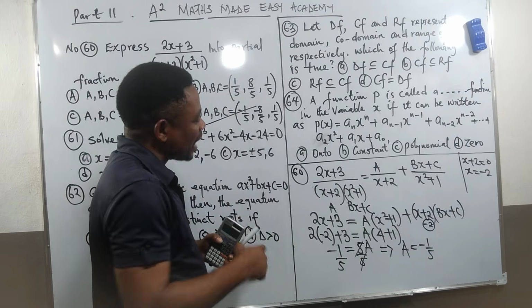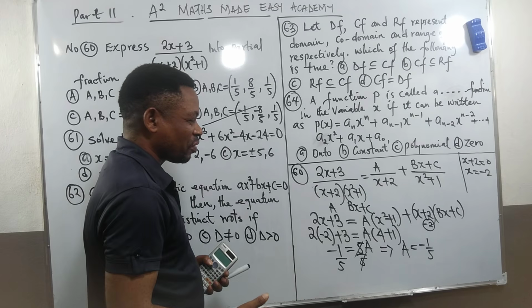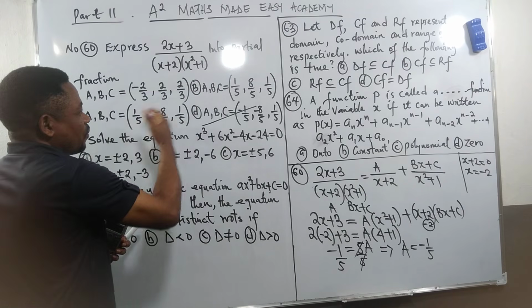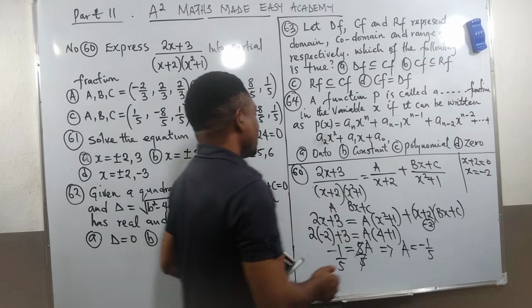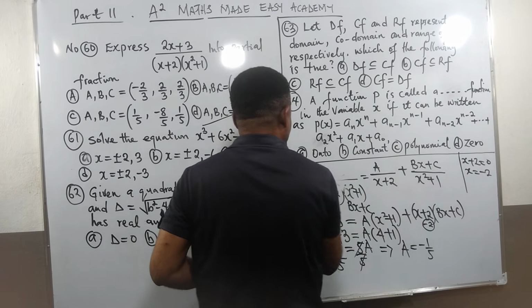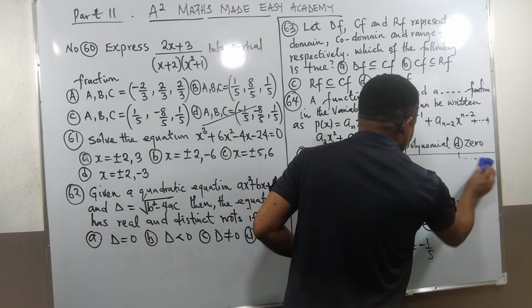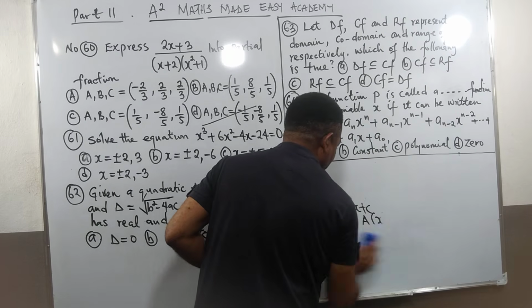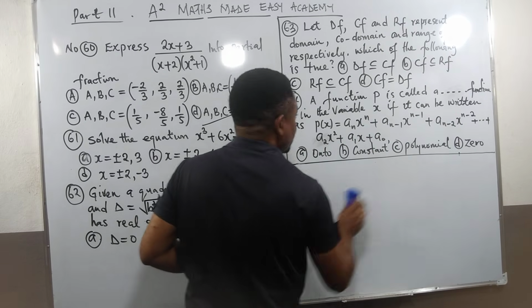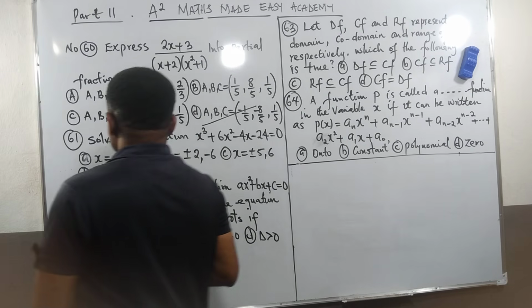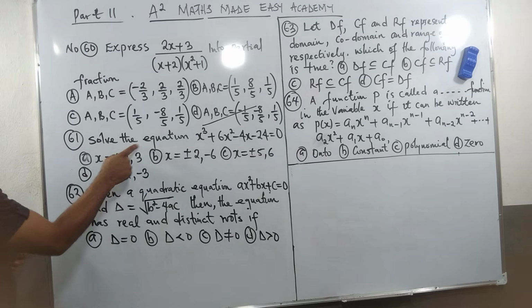Do you understand? I don't need to solve for B, I don't need to solve for X. C, because the comparison is quite different. Now let's move to question number 61. Now 61 says, solve the equation.